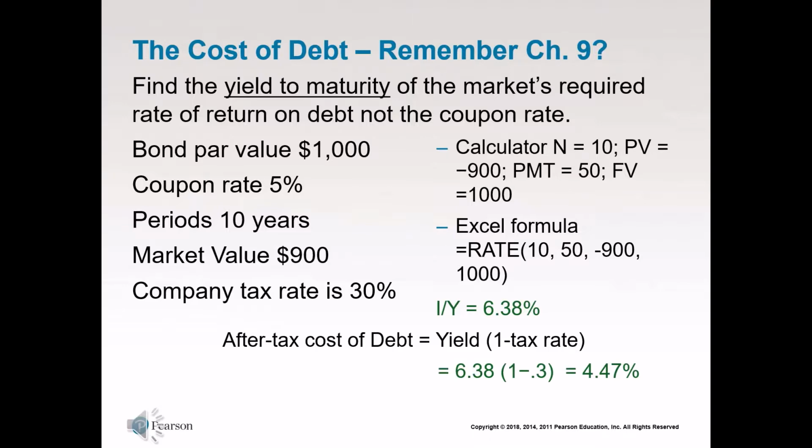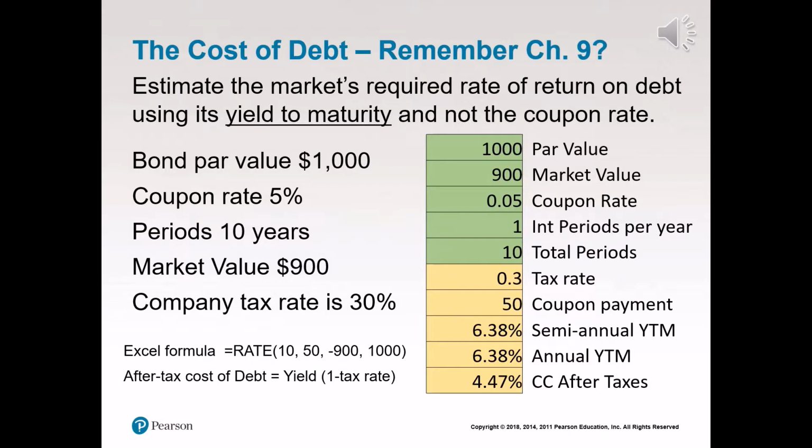We're not done yet because that is the before tax cost, and for weighted average cost of capital, we need to identify the after tax cost. We'll do that by deducting 30% of the 6.38 and getting a final after tax cost of debt of 4.47%.